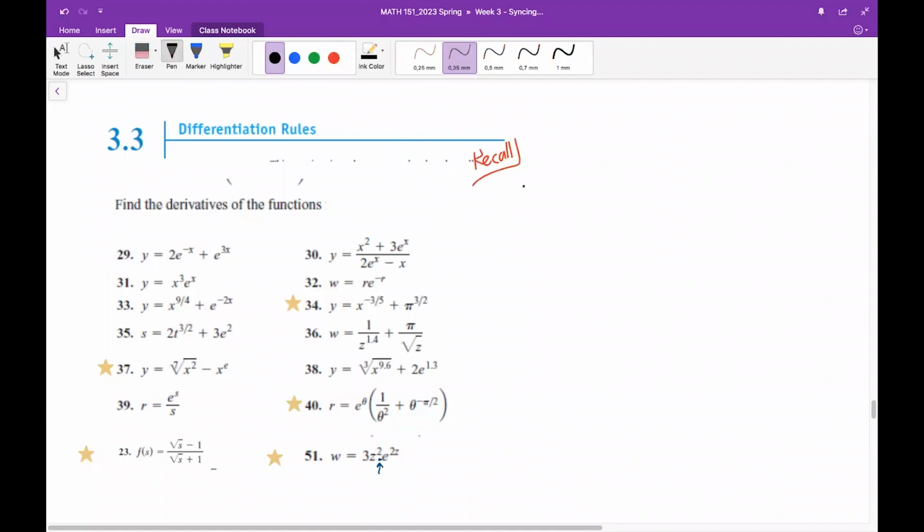The simplest rule for differentiation is the derivative of a constant number. So let's say we want to take the derivative of, sorry, I couldn't write constant.